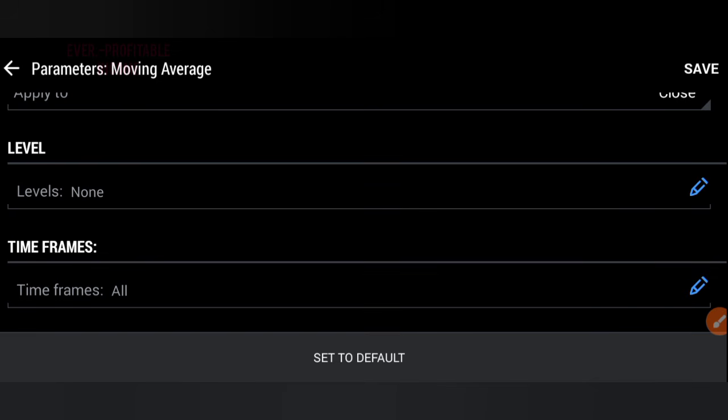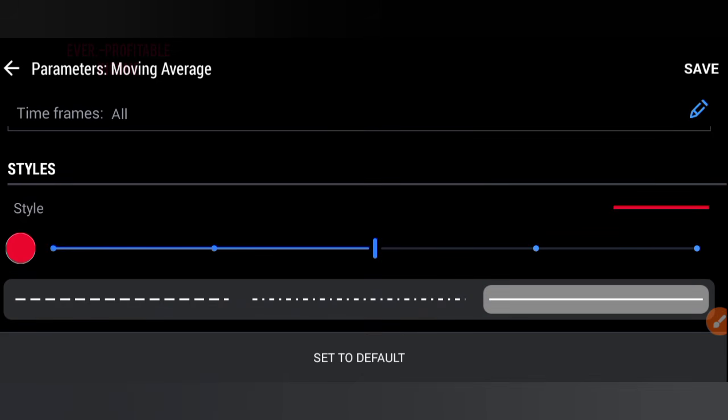Then you have no levels. In the style, you can choose any color of your choice and make the line thick enough for it to be well visible on your chart. And thereafter you click on save.